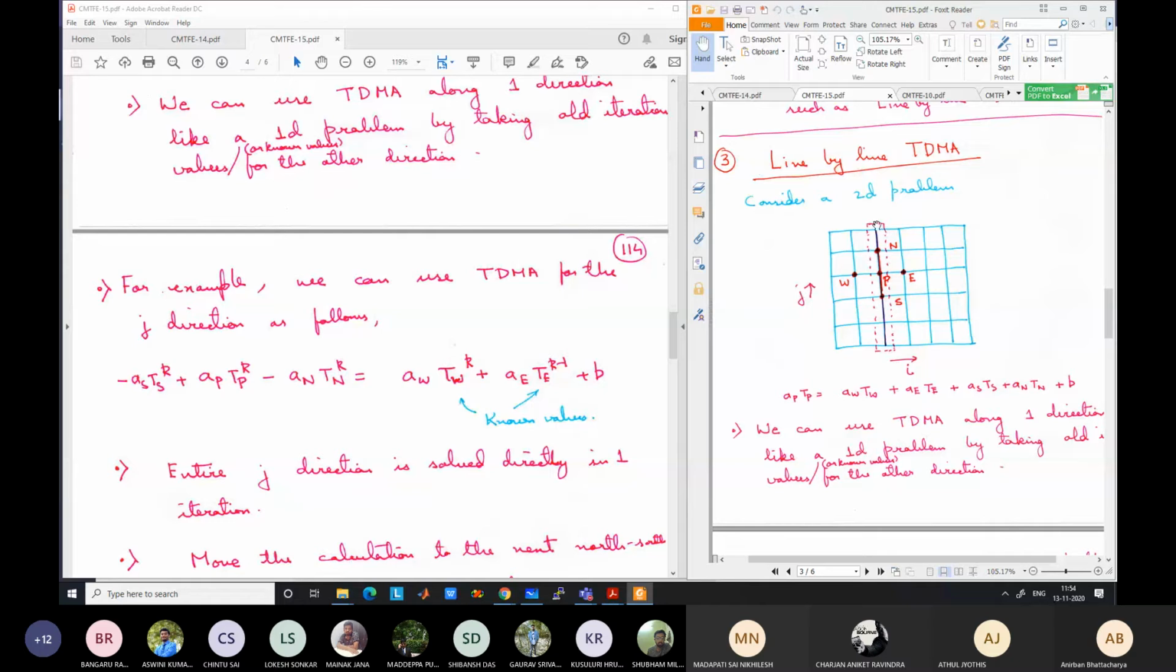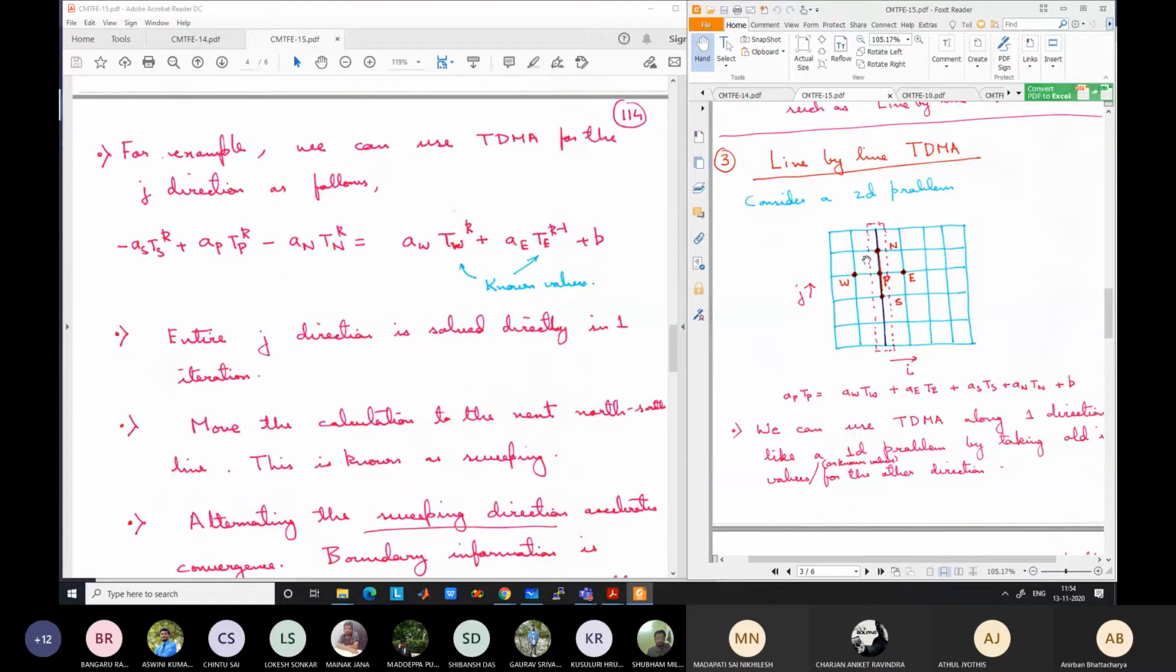The direction in which this vertical line is moving is known as the sweeping direction. You are sweeping from I equal to 1 to I equal to n. And the direction in which you are using the TDMA is known as the traverse direction, where you are directly calculating all the values together. So the entire J direction is solved directly in one step of the iteration. Actually, one iteration is not the correct term; you can say one step of the iteration. Then the calculation is moved to the next north-south line, which is known as sweeping.